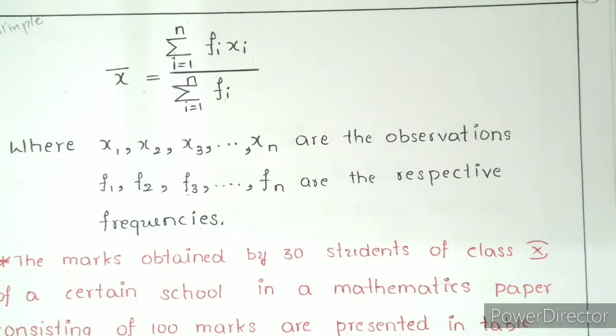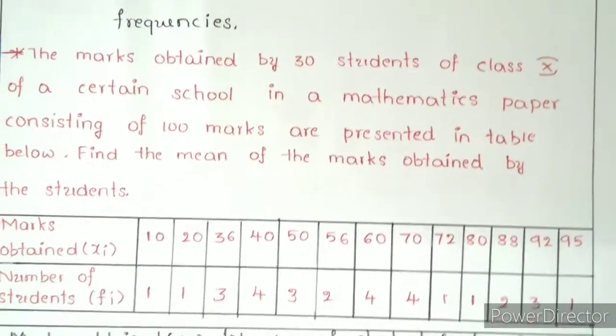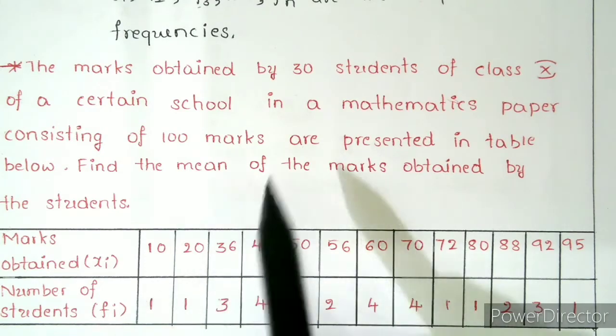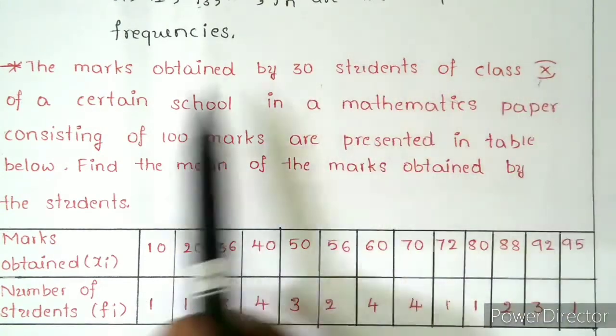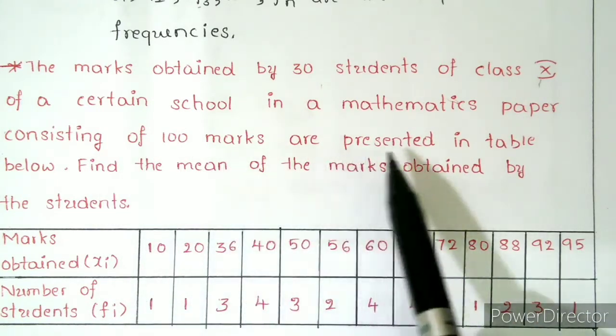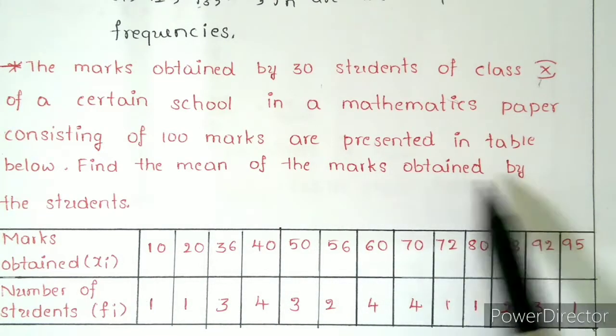So now let us go through some examples. The marks obtained by 30 students of class 10th of a certain school in a mathematics paper consisting of 100 marks are presented in the table below. Find the mean of the marks obtained by the students.